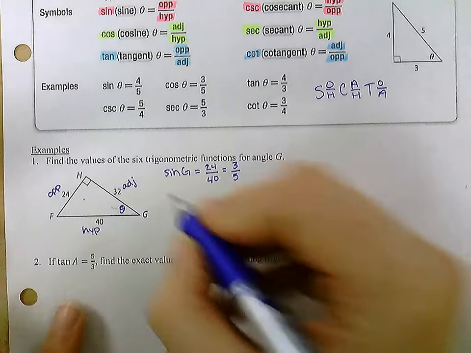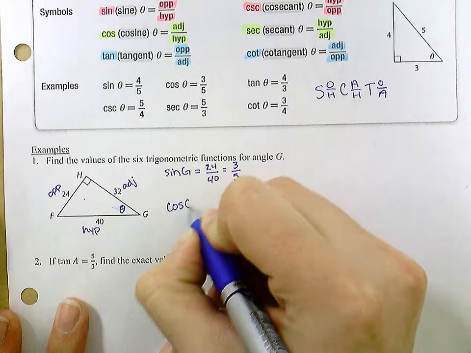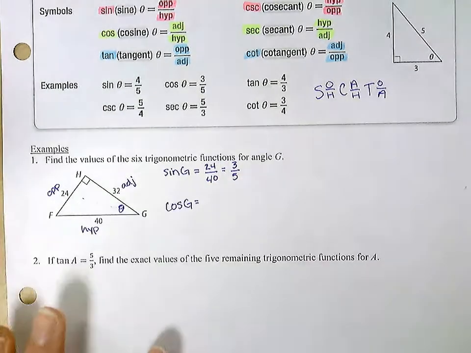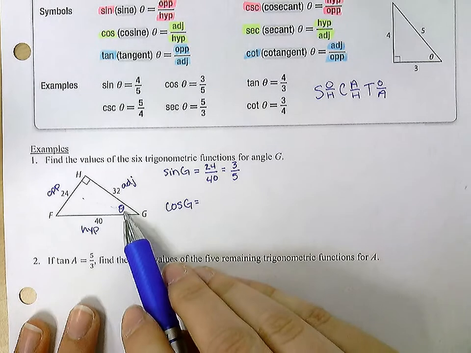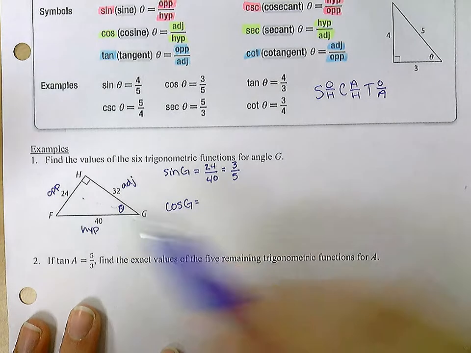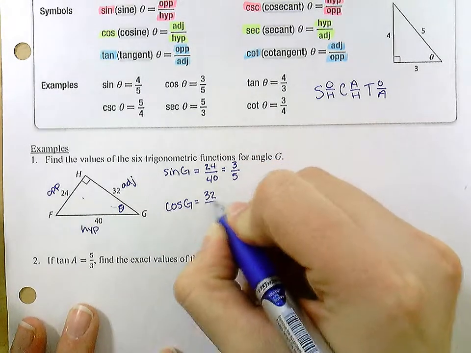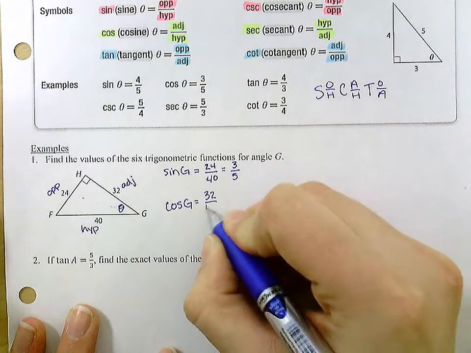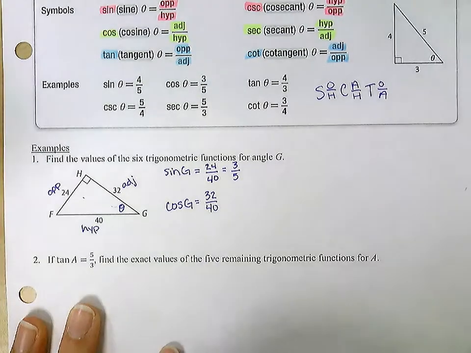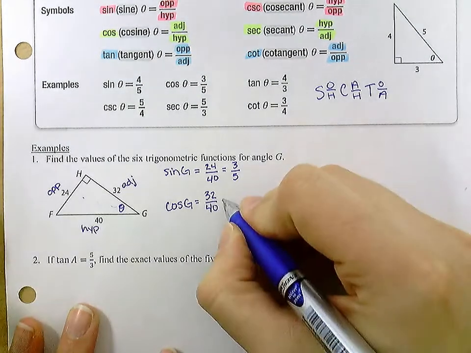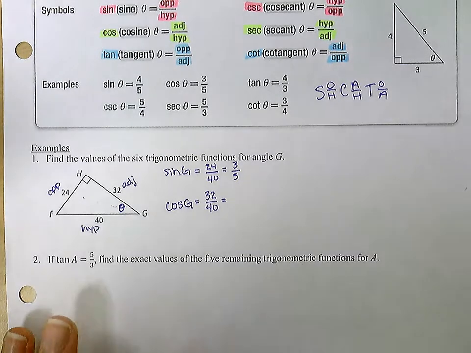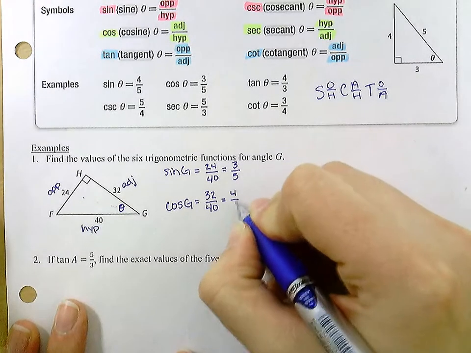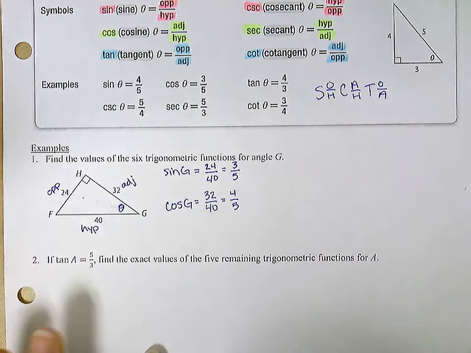Next, we're going to do cosine. Cosine is adjacent over hypotenuse. So from our angle, the adjacent side is 32 over the hypotenuse, 40. And again, reduce your fraction. Again, both divide by 8. So I end up with 4 over 5.